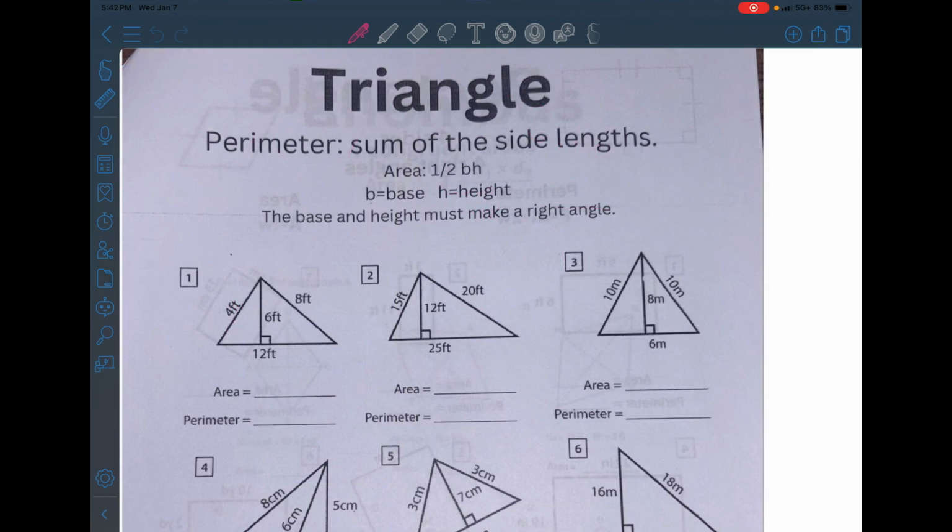Now that we've done the circumference of a circle and the area of a circle, we're going to move on to triangle. So, of course, the perimeter is you just add up all the sides. But the area of a triangle is a little bit different. It's 1/2 base times the height. The base and height must make a right angle. Sometimes we have to draw a height of a triangle that's not really there, but we got to do it so we can make that right angle to find the actual height of the triangle.